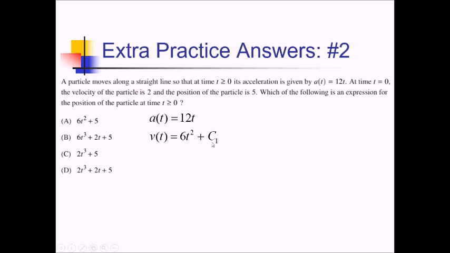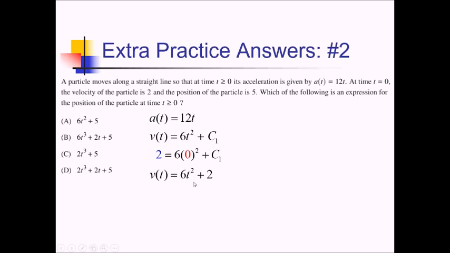So to find out c1, which we need for this, we have to take the velocity at time 0, or whatever time they gave us. They did give us time 0. They said the velocity was 2. So for v of t, I can write 2, and that's going to equal 6 times 0 squared plus c1. Well, 6 times 0 squared is just 0, so we have that mystery constant has a value of 2. So that means we have 6t squared plus 2 for our velocity.